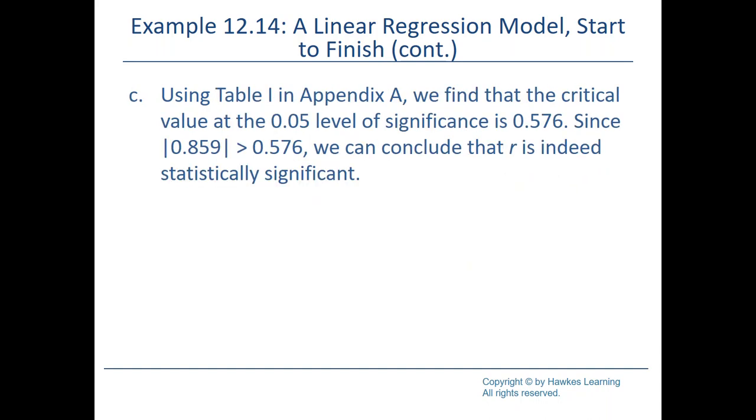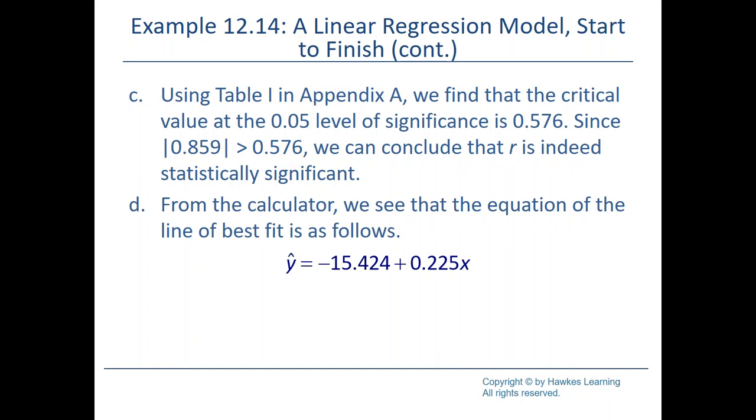So C was asking to take table 1, which is found in Appendix A. It's also found in your homework by hitting the table button, and you can find the tables for the correlation coefficients. I'm looking for the critical value for a 0.05 level of significance. Make sure you note what your N is to figure this out. In our case here, it's 0.576. Since the absolute value of our R value is definitely bigger than the critical value we found, we can conclude that this is statistically significant.